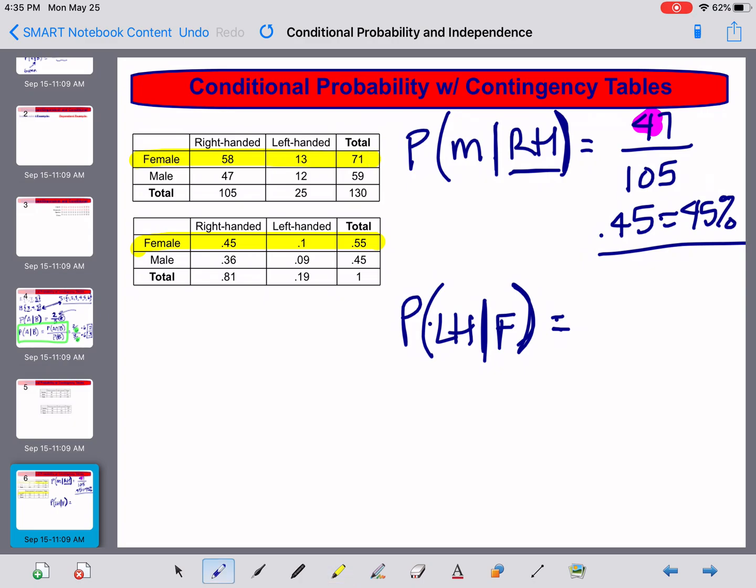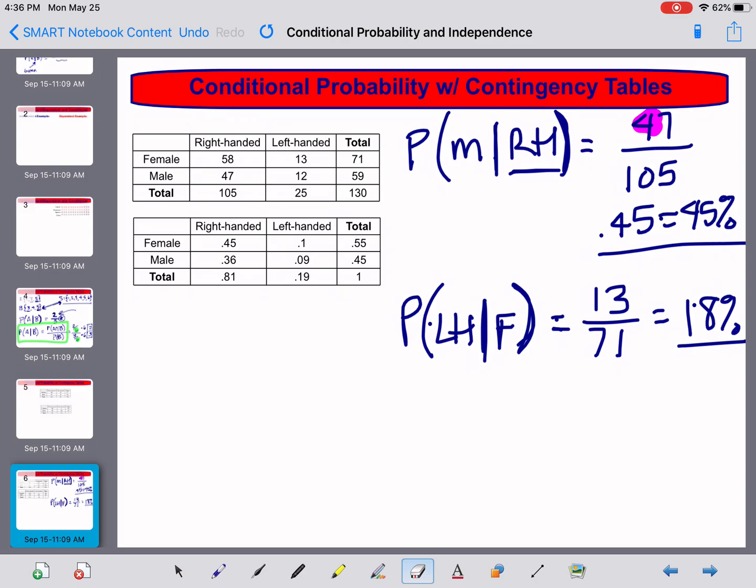So that means the total that we're now dealing with is simply just 71. Okay, and what's the probability that it's left-handed given that it's female? Well, the left hand is 13. So that means I'm dealing with 0.183, or let's just call it about 18%. So there's an 18% chance that I'll have a left-handed person given that it's female to begin with. Okay, so that's how we're using our contingency tables to find our conditional probabilities.